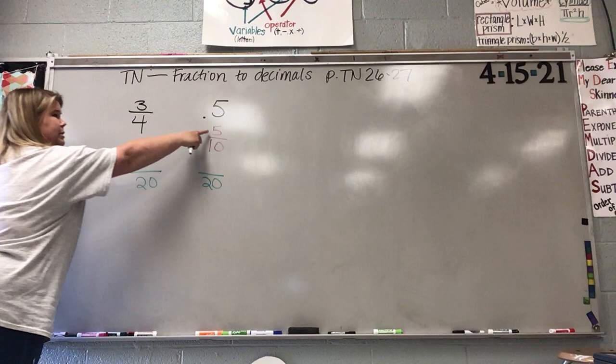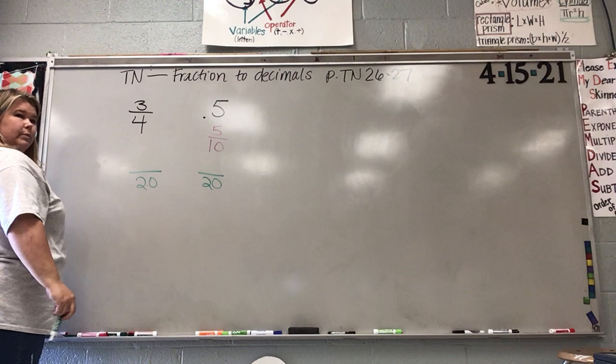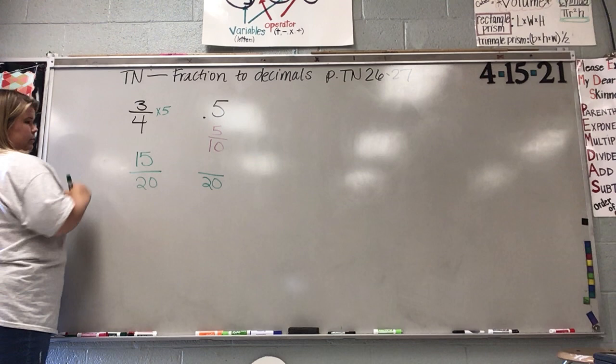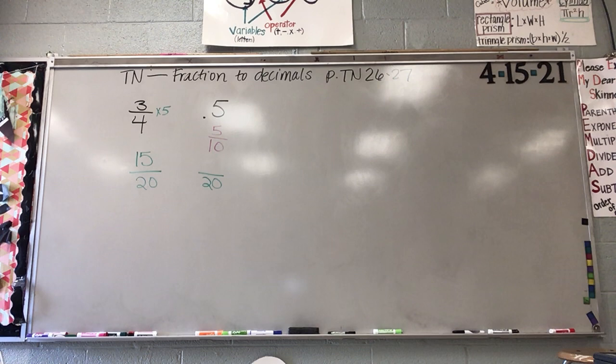Well, what did I do to 4 to get 20? Times it by 5. So what's 5 times 3? 15. Because remember, we talked about me on the swing set in second grade and I fell in the mud puddle. I didn't change just my breeches. I had to change my shirt too. Okay? So the same thing happens.